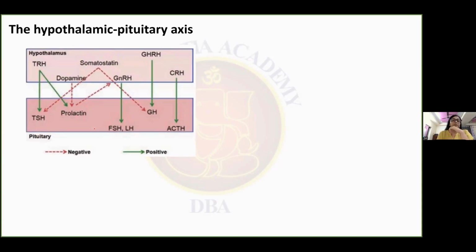Again, a quick revision of the hypothalamic pituitary axis. So this is the prolactin. This remains under the inhibitory control of dopamine. This prolactin in return keeps GnRH under inhibitory control. Just remember this: dopamine has an inhibitory control over prolactin, and prolactin has an inhibitory control over GnRH.